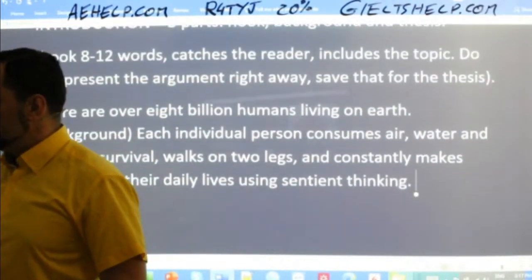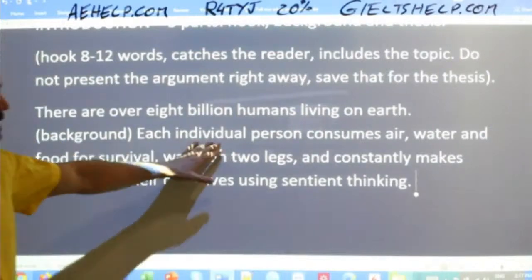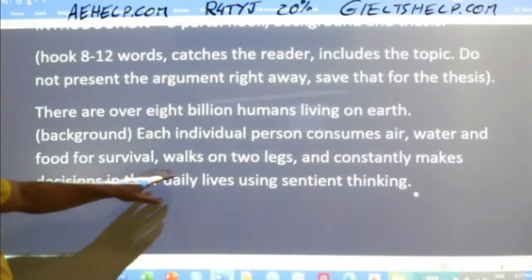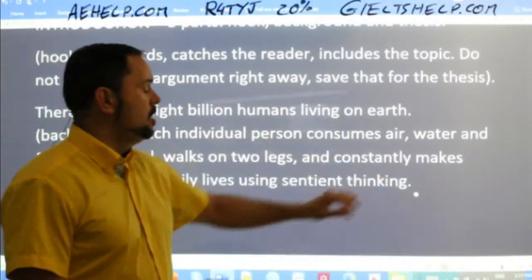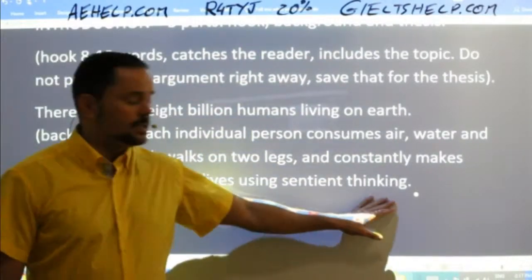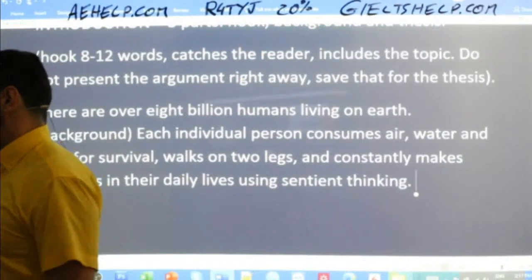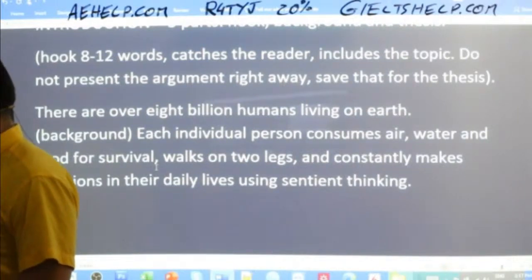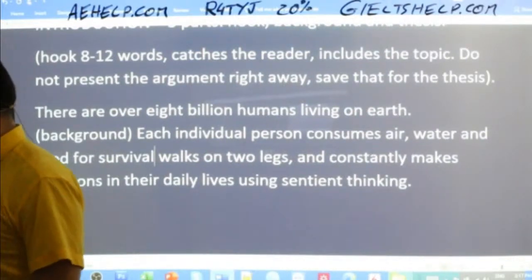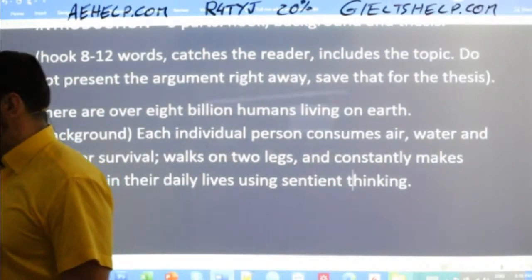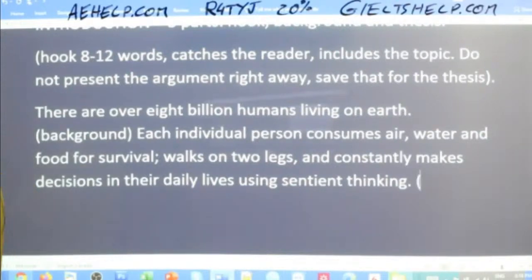So this is my definition here. Each individual person consumes air, water, food for survival, walks on two legs, and constantly makes decisions in their daily lives using sentient thinking. Okay? If I want to be a little bit better with my punctuation here, I might consider a semicolon in this sentence here.